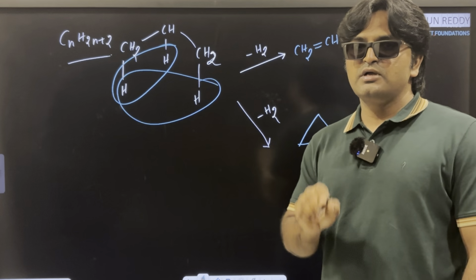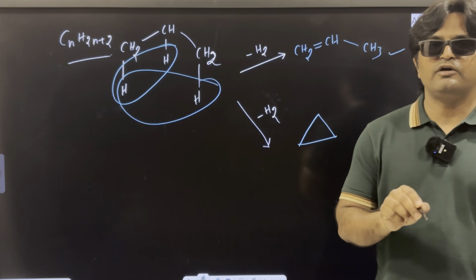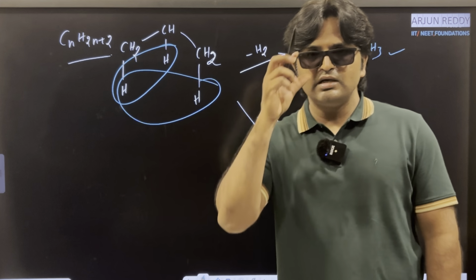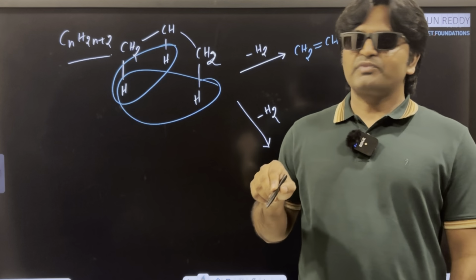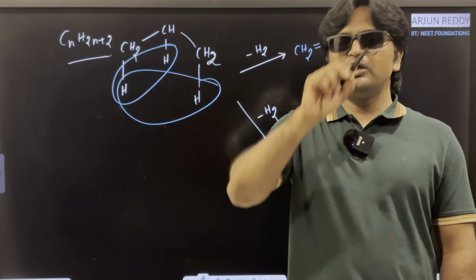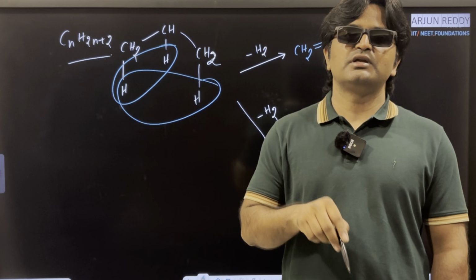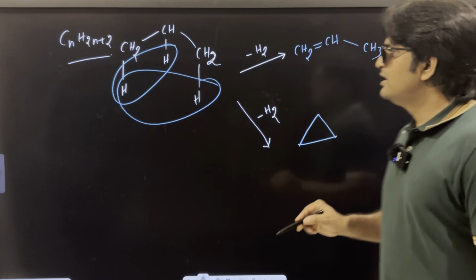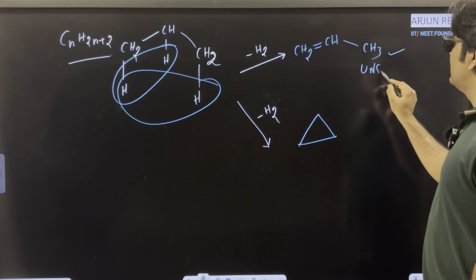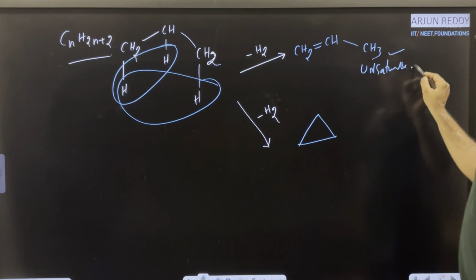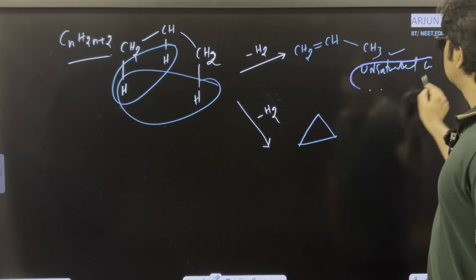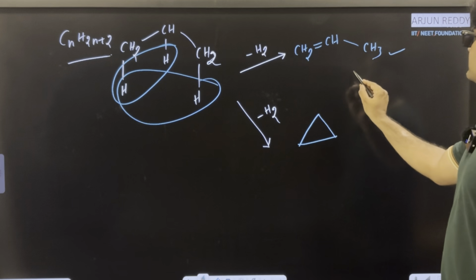First one. Why? Because what is the maximum number of possible hydrogens on n carbon atoms in alkanes? 2n+2. But here how many hydrogen atoms are present? Only 2n hydrogen atoms are present. There are 2 hydrogen atoms less when compared to alkanes. Now this compound is said to be an unsaturated compound.